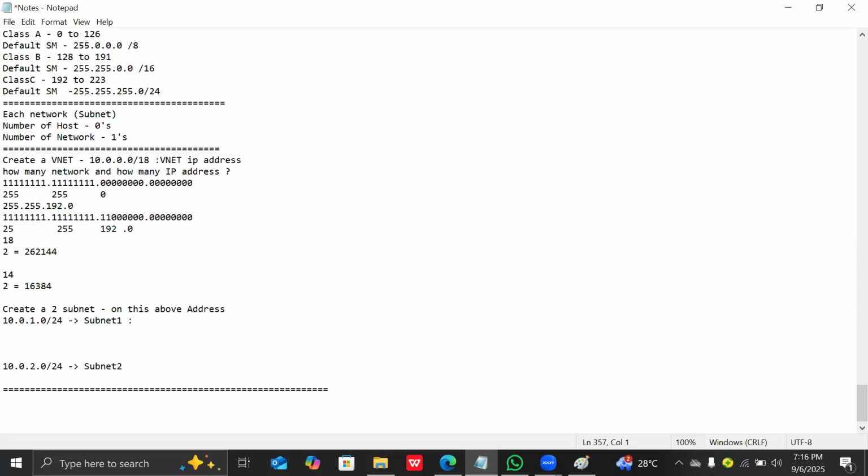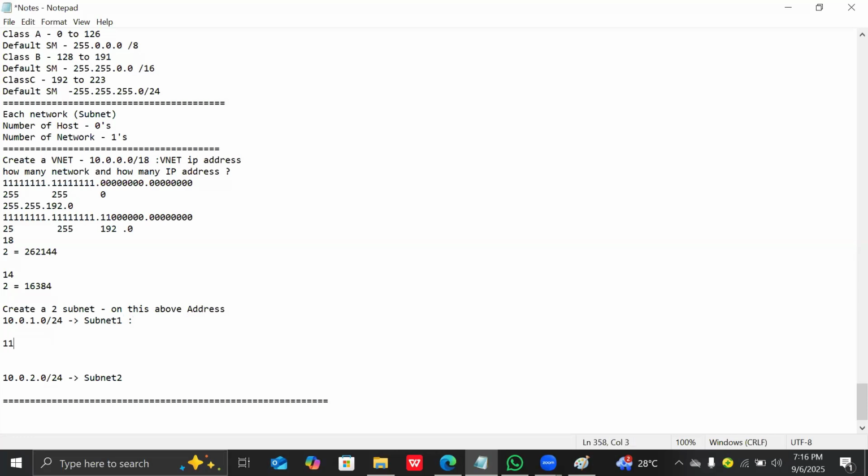255, all ones. Now obviously 1, 2, 3, 4, 5, 6, 7, 8. Right? So how do you write /24? It would be 255.255.255.0, the default subnet mask, correct? All are ones. Correct.